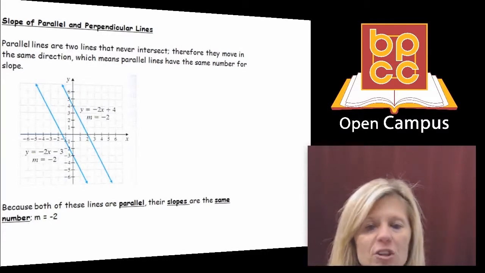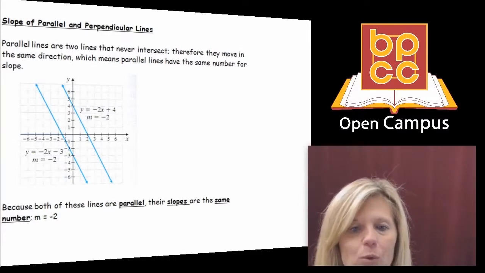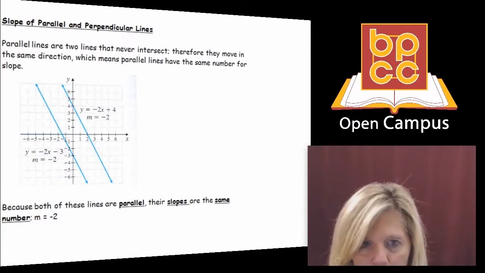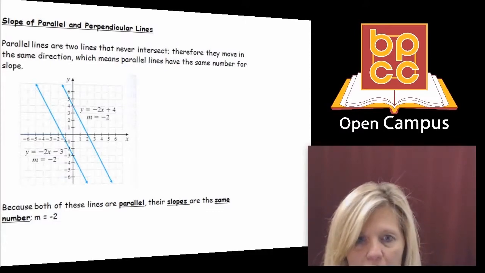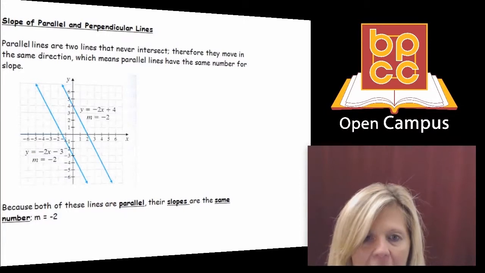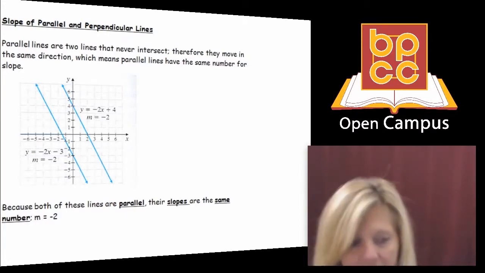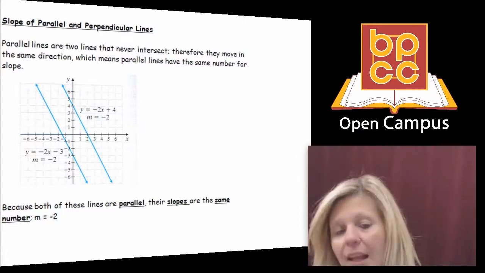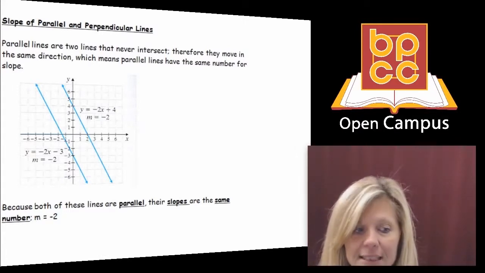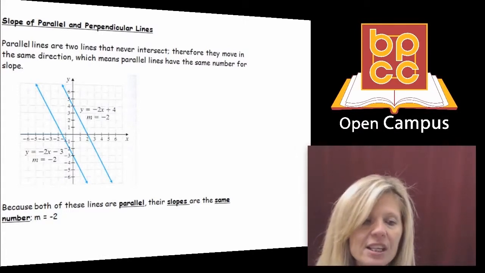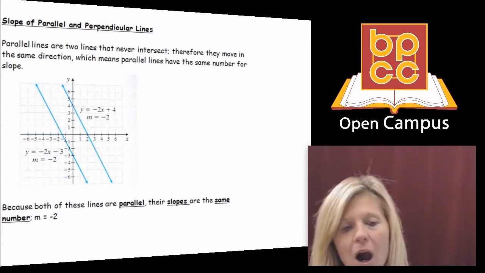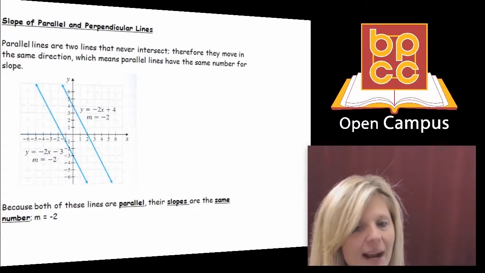So if you look at your first line, the equation is y equals negative 2x plus 4. And that makes sense. The y-intercept's at 4, and they went down 2 to the right 1, down 2 to the right 1. And that's how they formed that line. The slope is what number? Negative 2.